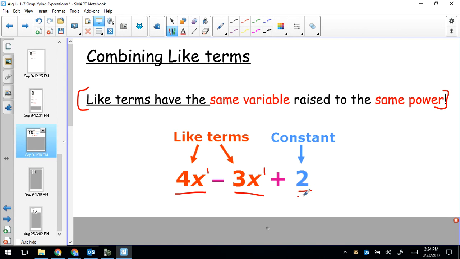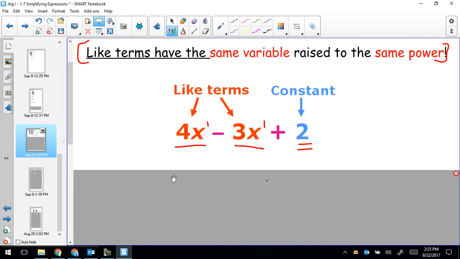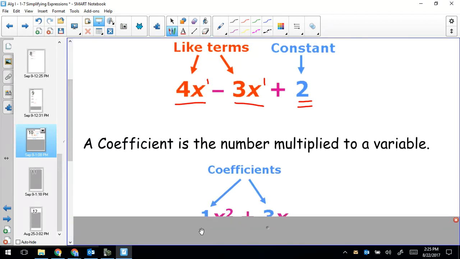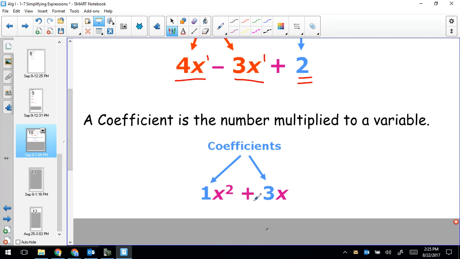Any number that you have without a variable is called a constant. Okay? This 4 is called the coefficient. This 3, another coefficient. A coefficient is just a number next to a variable. Right? So let me show that there. The 1 down here is a coefficient. A 3 is a coefficient. Make sure you write this definition down. Coefficient is a number multiplied to a variable.